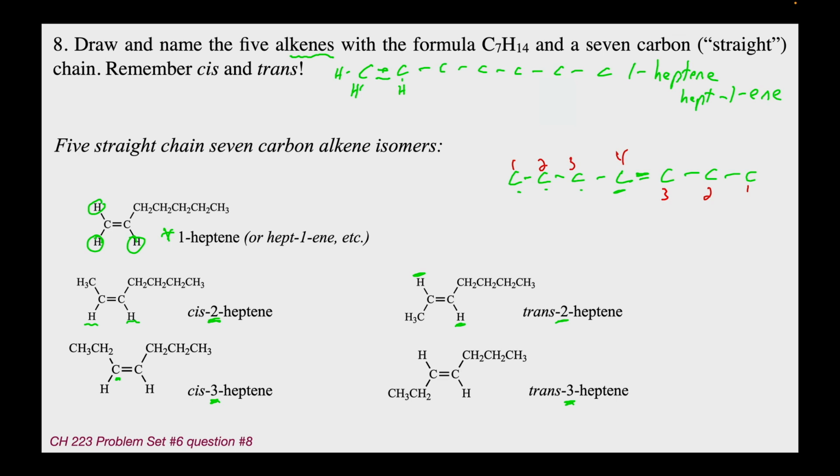So double bonds, ene ending, and double bonds can have cis and trans isomers. They'll only have cis and trans if two of the pieces around the double bond are the same. They have to be on opposite carbons, and you can have them on the same side, which is cis, or opposite sides, which is trans. Crazy stuff, but nothing you can't do.